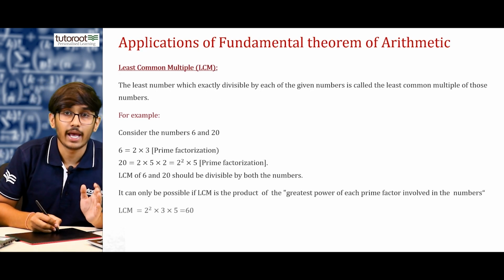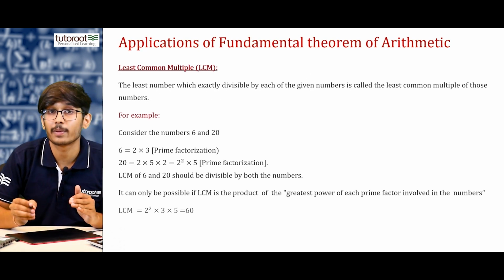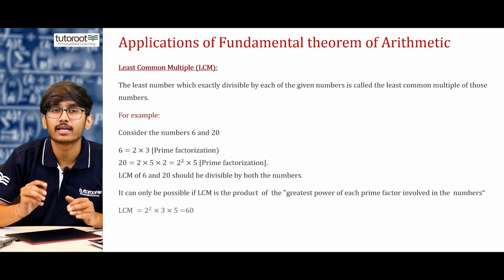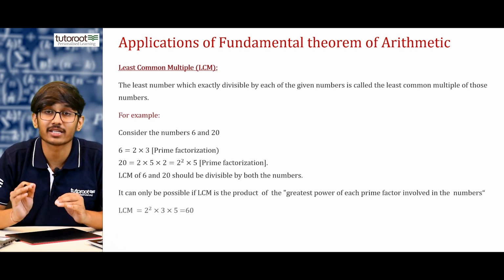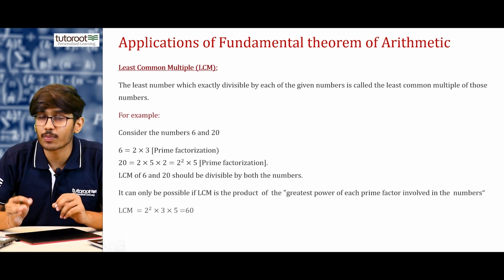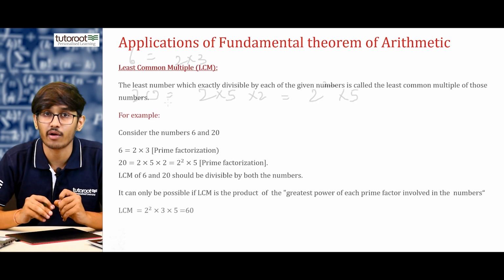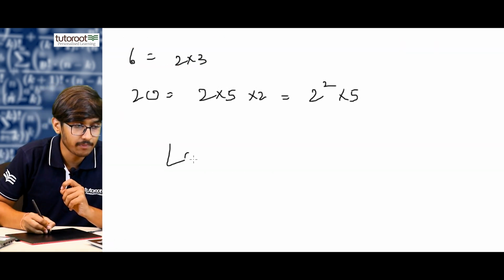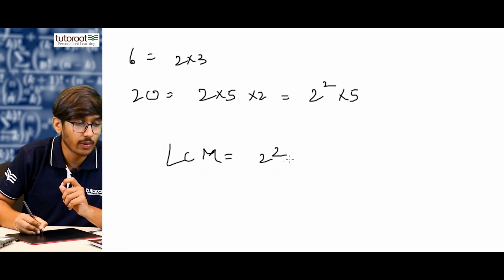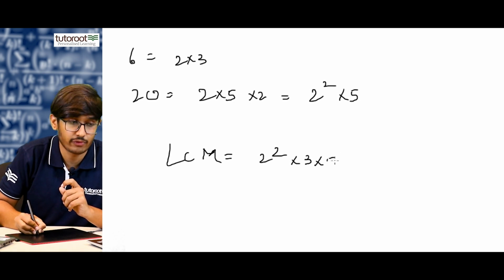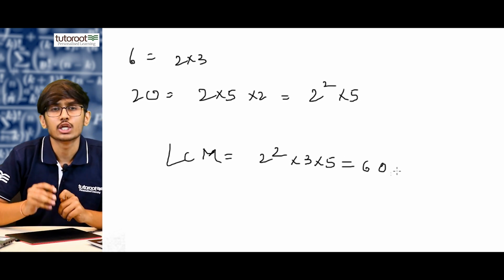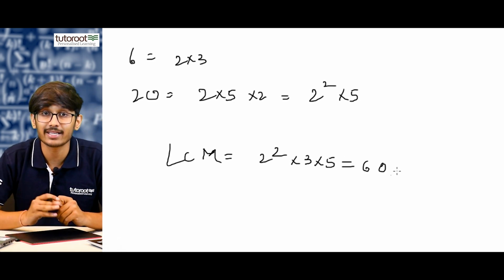So LCM of 6 and 20 should be divisible by both the numbers. It can only be possible if LCM is the product of the greatest power of each prime factor involved in the numbers. So the LCM is 2 square into 3 into 5 is equal to 60. So LCM is the product of greatest power of each prime factor.